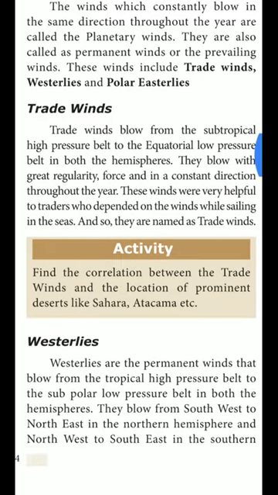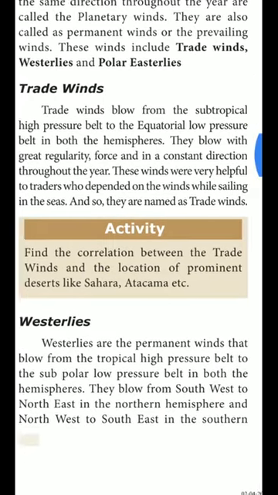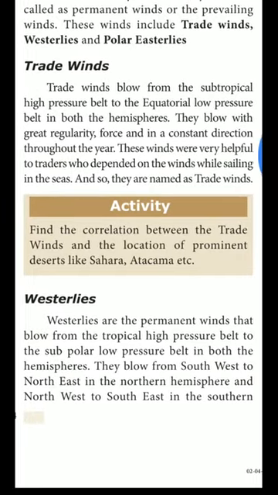Next one, westerlies. What do you mean by this westerlies? Westerlies are the permanent winds that blow from the tropical high pressure belt to the subpolar low pressure belt in both the hemispheres. Listen carefully. This is also another one question. What do you mean by this westerlies? Westerlies are the permanent winds that blow from the tropical high pressure belt to the subpolar low pressure belt in both the hemispheres. They blow from southwest to northeast in the northern hemisphere and northwest to southeast in the southern hemisphere.